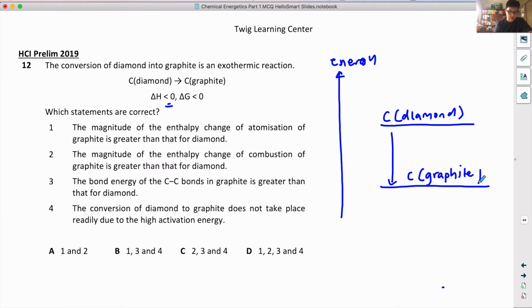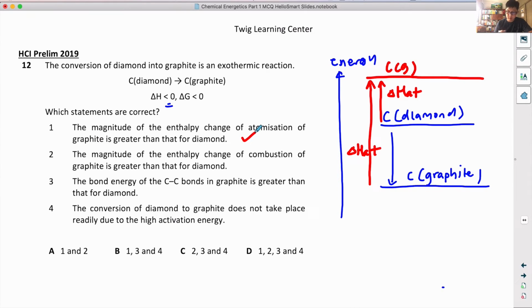Right, okay, so with that we can do the rest. The magnitude of enthalpy of atomization of graphite is greater than that of diamond. Like the previous question on phosphorus, atomization is a positive value and becomes carbon gaseous atoms. So this is atomization of diamond, it becomes carbon gas. This is atomization of graphite. Let's see if the first statement is true or not. The magnitude of atomization of graphite is greater. This is true, right? You can see it from my arrow. Next one, the magnitude of the enthalpy of combustion of graphite is greater. So if I have to draw combustion, combustion is actually exothermic.